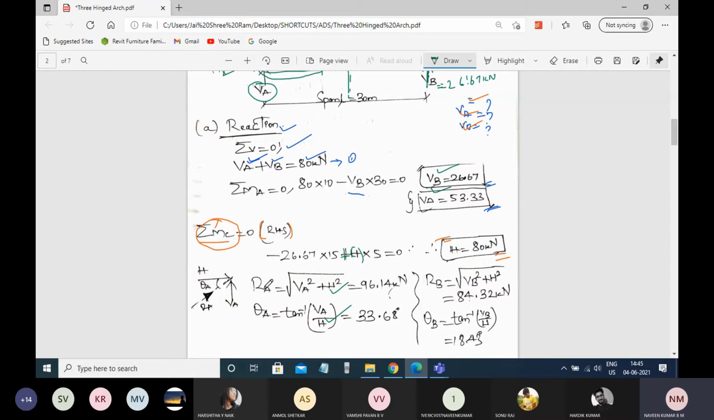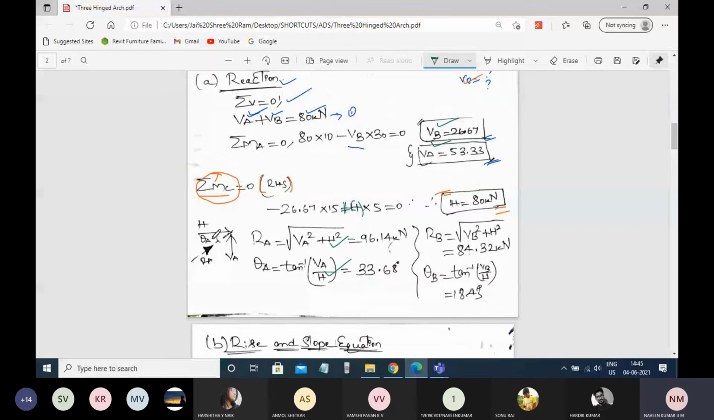Again, in order to find RA, the resultant force at support A and the resultant force at support B, two forces are acting. You can just draw this kind of figure and consider the Pythagoras theorem, that is root of VA square plus HA square. Again consider tan theta equals opposite by adjacent. Here opposite is VA, adjacent is H, where you can easily find this theta A.